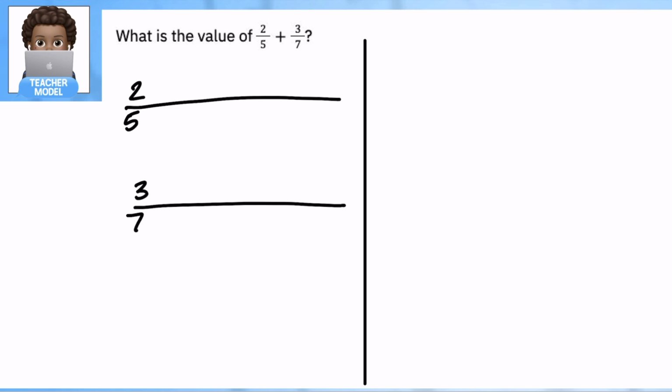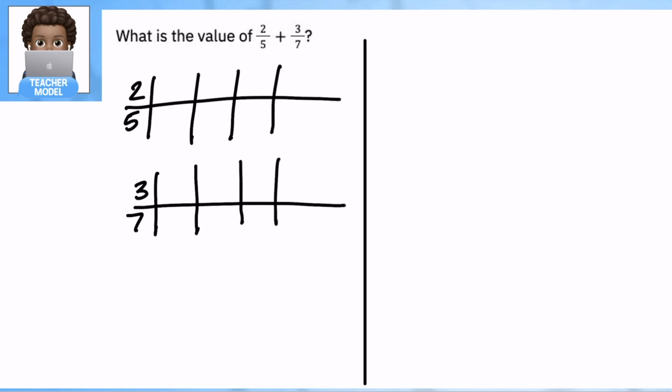And 3/7. I'm just making a table. And again, this method is very helpful if you can't tell what the common multiple is. If you're not able to see it and it doesn't come to you very quickly, but you're really good at skip counting. So 5, 10, 15, 20, 25.